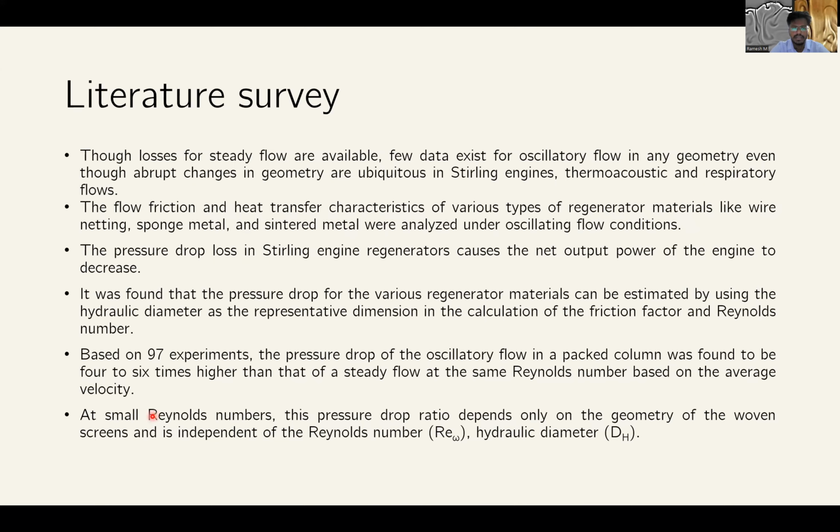They also found that at a small Reynolds number, the pressure drop ratio depends only on the geometry of the regenerator, and it is independent of the kinetic Reynolds number and hydraulic diameter. We will discuss this kinetic Reynolds number later.